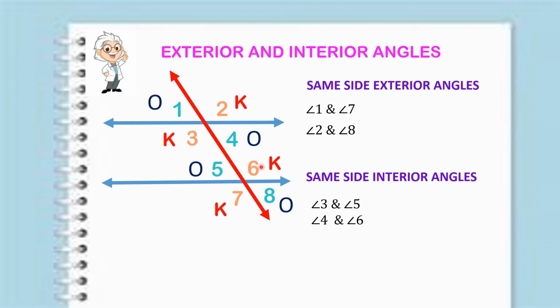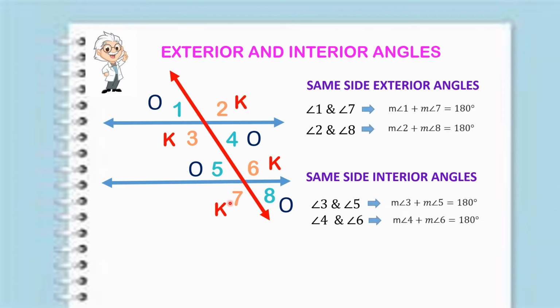Again, we will recall the OK method and compare the measures of the pair. So we have angle 1 and angle 7. Angle 1 is labeled as O, angle 7 is labeled as K. To recall, when you have O plus K, the sum is 180. So when we add the measures of angle 1 and angle 7, the sum is 180 degrees. So this part here, 1 and 7, O plus K.